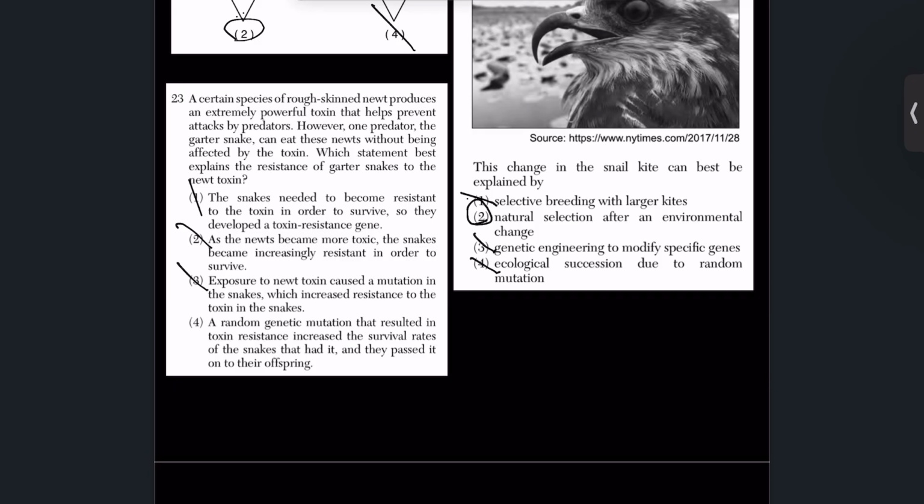And this leaves us with number 4, that a random genetic mutation that resulted in toxin resistance increased the survival rates of the snakes that had it, and they pass it on to their offspring. So number 4 would be our best answer, because this describes natural selection as in Darwin's theory. It says because there was a random mutation that allowed one snake to be able to eat these organisms, it survived better than the other snakes, it passed on that trait, and now the majority of snakes have that ability to eat these poisonous newts. So number 4 would be our best answer there.